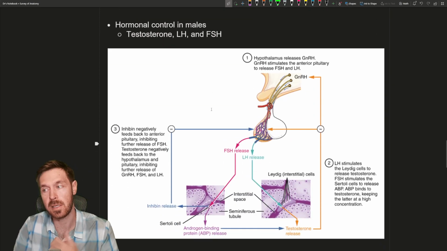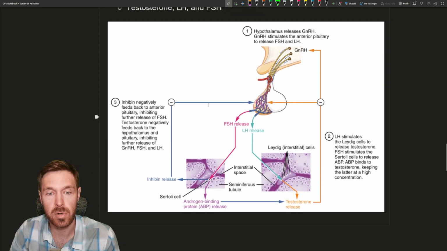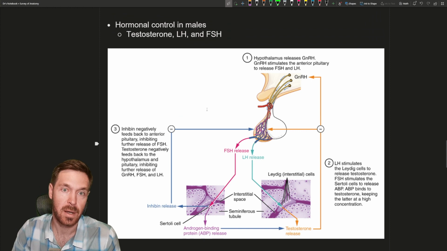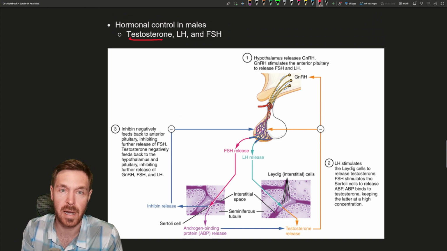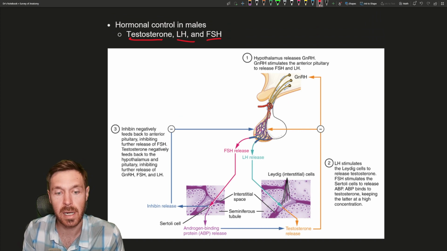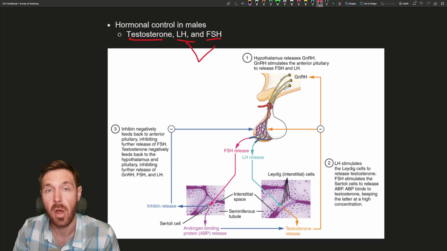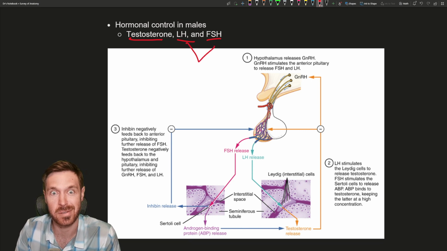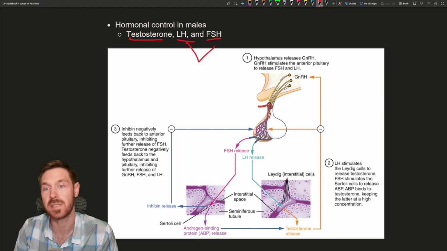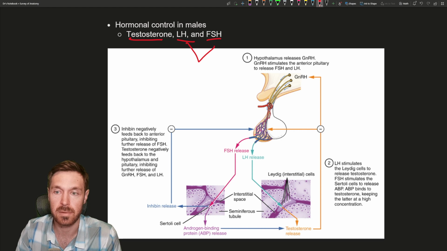Now, last little bit here is hormonal control. This is much simpler in males than females. The hormones we're talking about here are testosterone, LH, and FSH. LH is luteinizing hormone, FSH is follicle stimulating hormone. Yes, luteinizing hormone and follicle stimulating hormone are still found in males, even though males don't technically have a luteal phase and follicular development for oocytes. So these are named according to females.